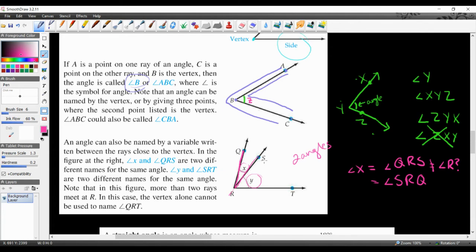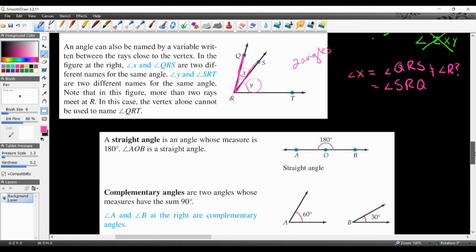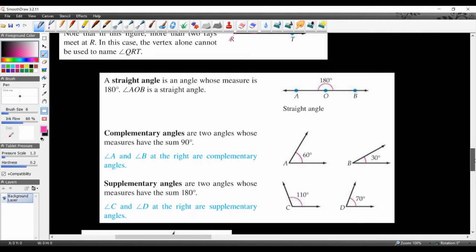So pretty much if you're not sure, you can always just use your pencil or pen and follow the letters. And if it creates the same rays that we have connected here to make this angle, then you're good to go. Okay, and the same thing goes with angle Y. So let's go ahead and look at some more. Like I said, it's a lot of definition stuff first.